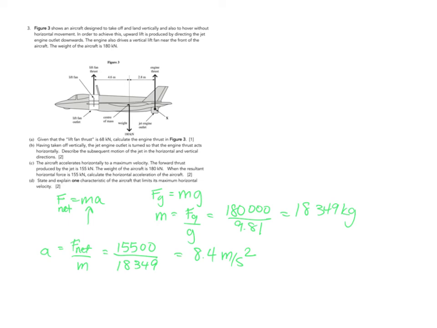Now, D says state and explain one characteristic of the aircraft that will limit its maximum horizontal velocity. Well, this is the part where you'd be thinking about, how can I get it to go faster? Well, maybe you're going to tell me that if I had a better engine, I could be creating a bigger thrust. So then I could have a bigger force, and I'll be able to go faster and faster until I get the air resistance equaling the engine thrust. And so it would have a higher maximum velocity.